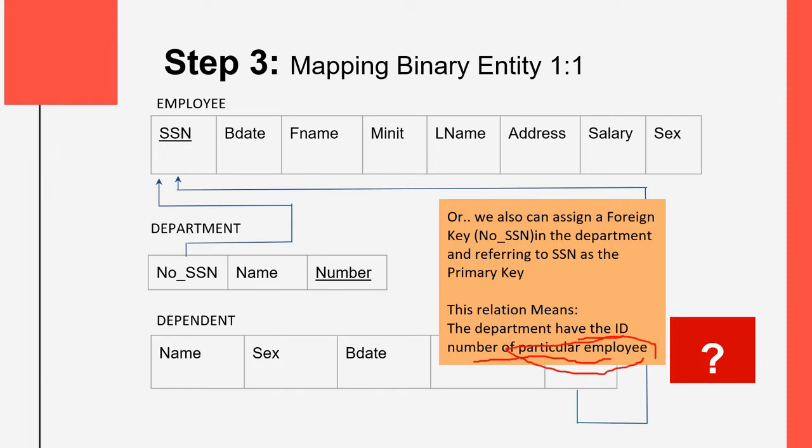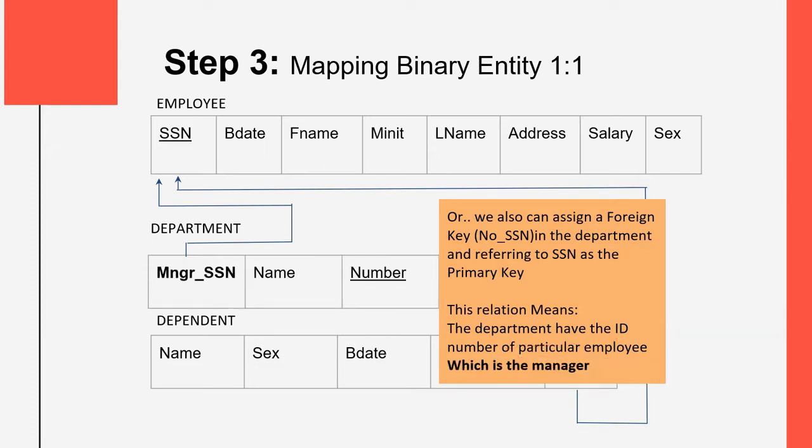So if we refer back to both options, based on the relation in which the department has the ID number of a particular employee, this particular employee is the manager. So if we refer back to the total participation, where a department must have one manager, from there we can keep track of the manager.